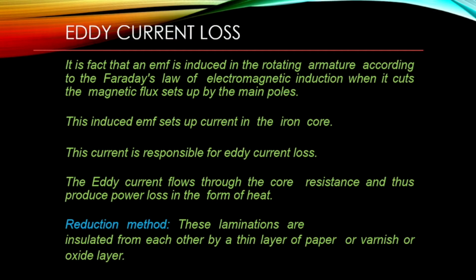Eddy current losses. EMF is induced in the rotating armature according to Faraday's laws of electromagnetic induction when it cuts the magnetic flux set up by the main poles. This induced EMF sets up current in the iron core. The armature is responsible for eddy current losses. The eddy current flows through the core resistance and thus produces power losses in the form of heat. Reduction method: the laminations are insulated from each other by a thin layer of paper or varnish or oxidized layer.